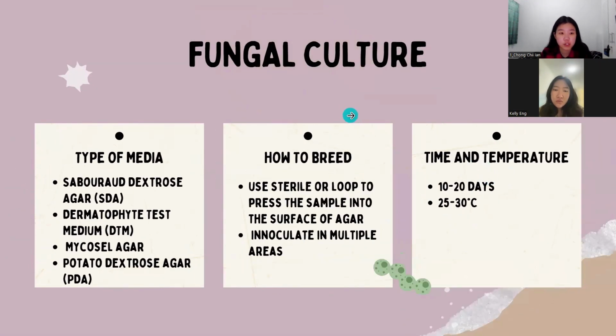So for the fungal culture, the types of media that we can use for Microsporum gallinae would be Sabouraud dextrose agar, the SDA agar, dermatophyte test medium, DTM, mycosel agar, and also potato dextrose agar, PDA. So how to culture? We can use a sterile loop to press the sample into the surface of the agar and inoculate in multiple areas, which is usually 3 dots or focusing on 1 dot. For the time and temperature for the fungal culture, the most common would be 10 to 20 days at a temperature of 25 to 30 Celsius.